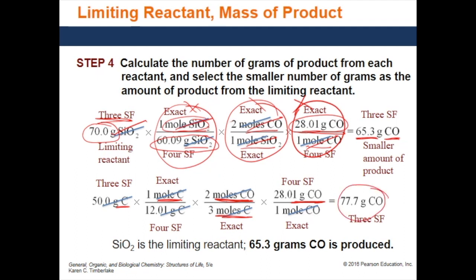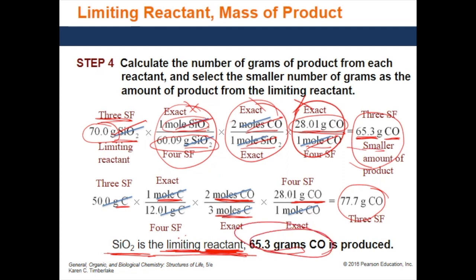So you can see from here, which one is giving us the smaller amount of product? The answer is SiO2. So in this case, our limiting reactant would be SiO2. Limiting reactant, always remember, is one of the reactants. So don't give me the limiting reactant is 65.30 grams of carbon monoxide. That is incorrect. The limiting reactant should be one of the reactants, which is SiO2. And how much of the product is produced? 65.3 grams of CO will be produced. Okay.